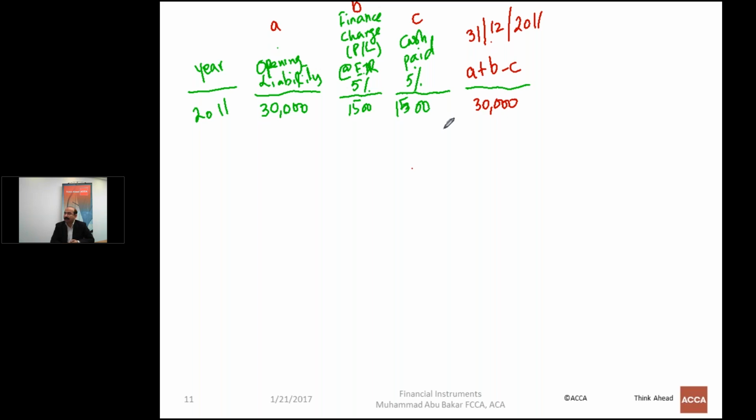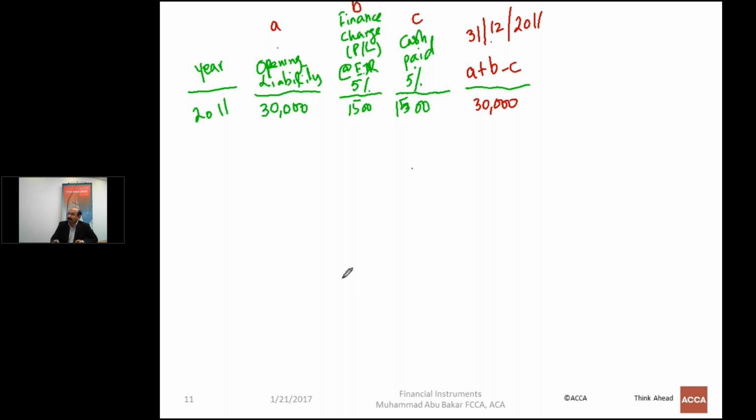So whatever is the fair value, any difference between this value and the calculated fair value, the difference will be sent to the profit and loss account. See, the interest rate is increased to 6%.